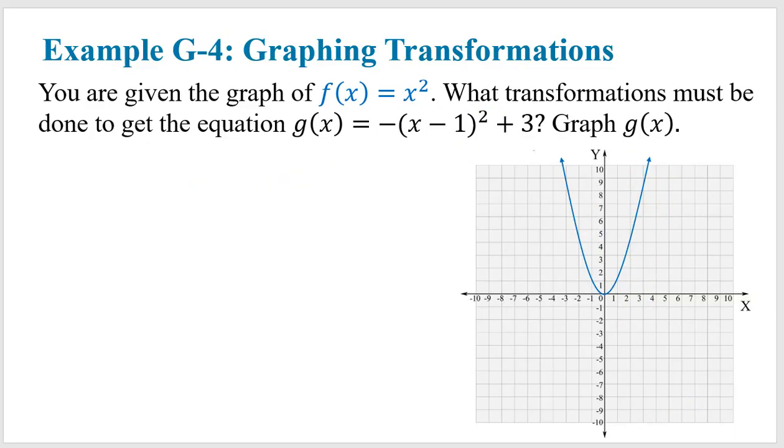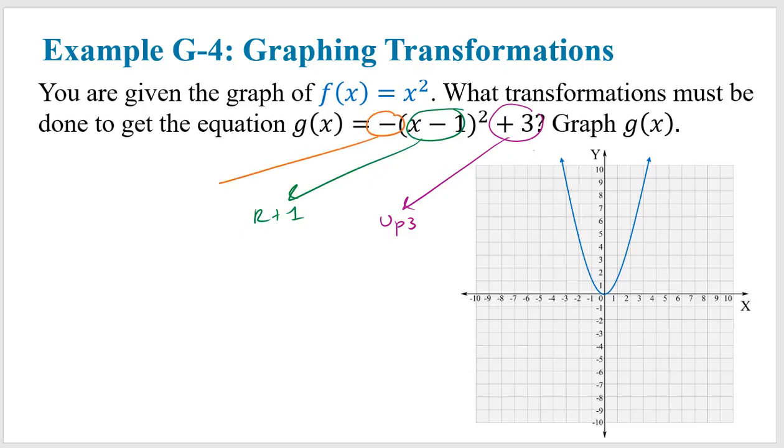All right, and our last example where we're going to do a bunch of them all together. All right, so we have got 3 things going on here, right? We have got a vertical shift up 3. We have got a horizontal shift, right 1. But we also have this negative in front, which means we are going to reflect over the x-axis. So it's going to flip this whole thing upside down.